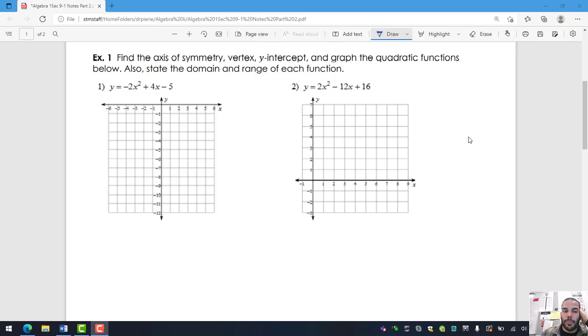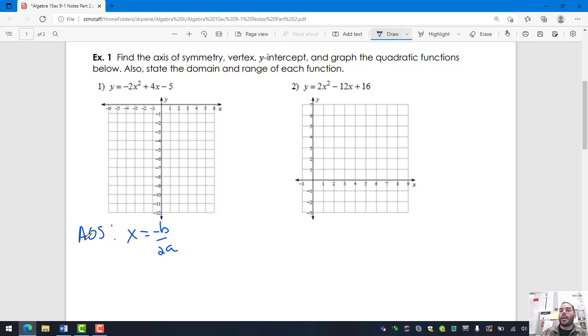All right, so we're going to do example 1 together here. It says find the axis of symmetry, the vertex, the y-intercept, and graph the quadratic function below. And it says also state the domain and range of each function. The order is intentional here because the first thing I always want you to do when you're doing these types of questions is find the axis of symmetry, the AOS. Every single time, for the sake of this class, your axis of symmetry is going to be in the format x equals negative b over 2a.